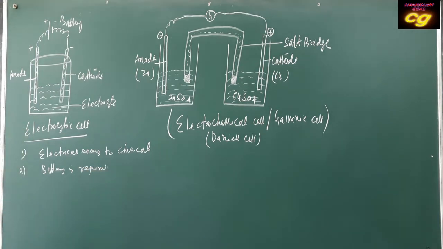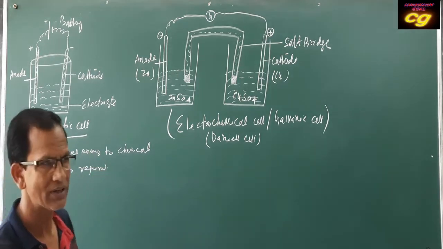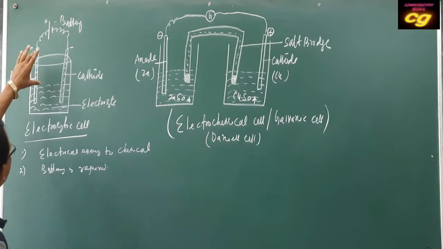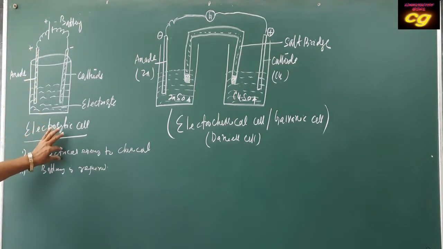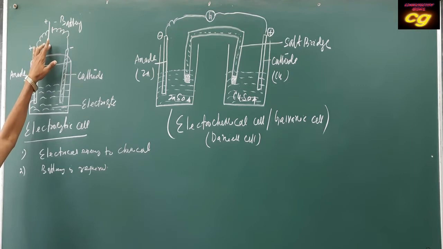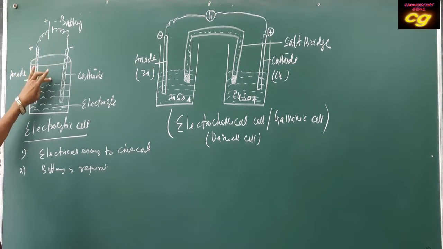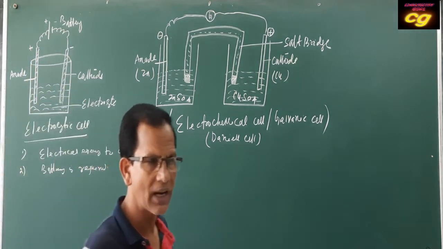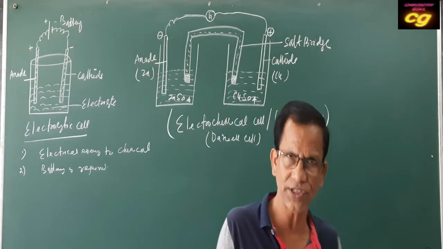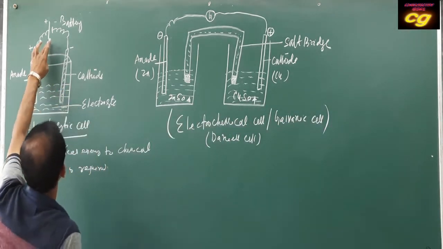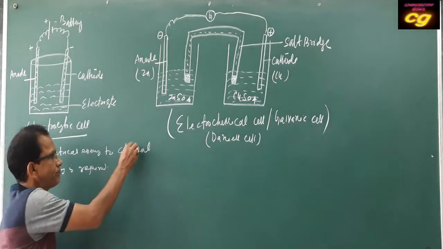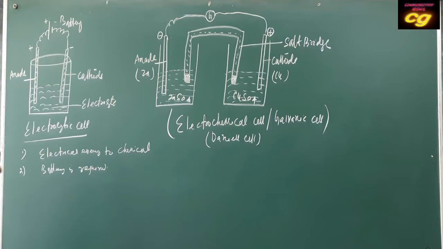Without a battery, we can't produce what? Electricity. So what happens? The battery produces electric current. That electric current causes a chemical change in the electrolytes. The electrolytes undergo a chemical change due to the effect of electric current. That's why it converts electrical energy to chemical energy, and a battery is required here.